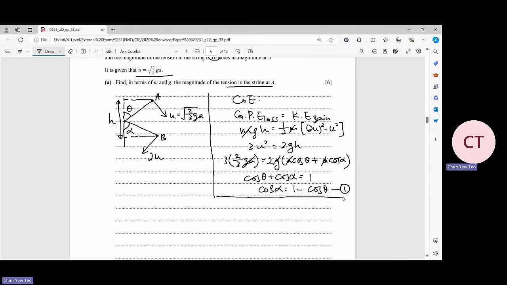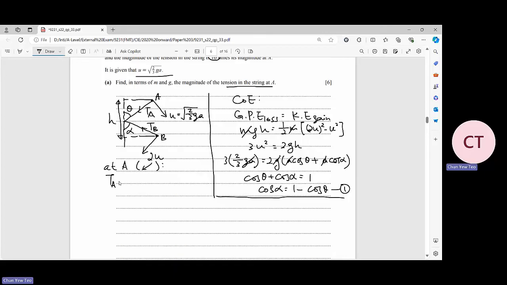Now we want to consider the tension at A. At A, if you resolve the forces toward the center, you will get T_A. This is T_A. This one I call T_B.